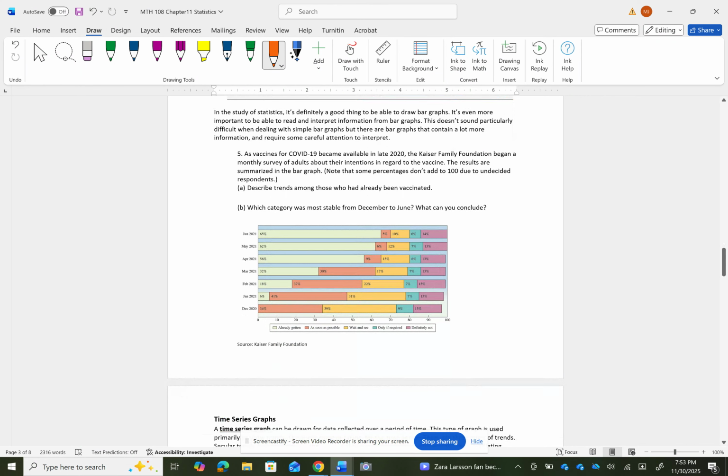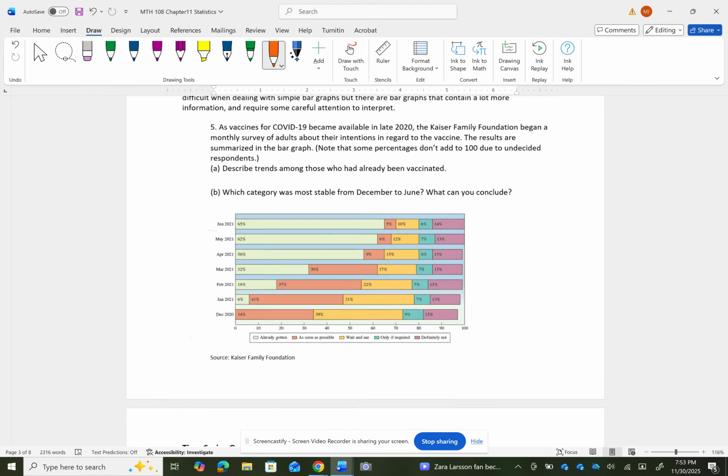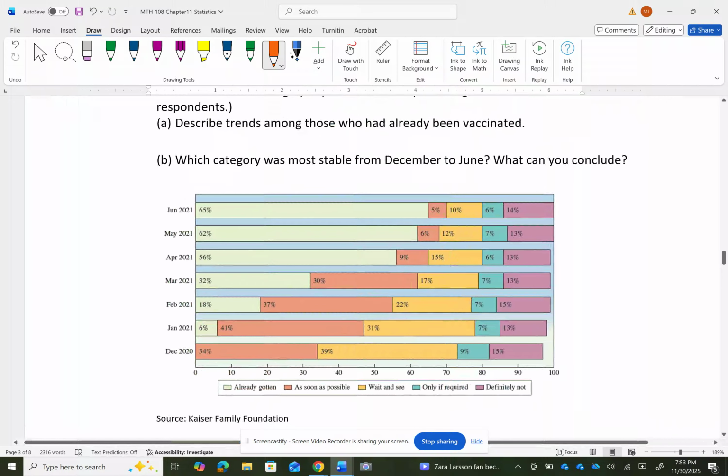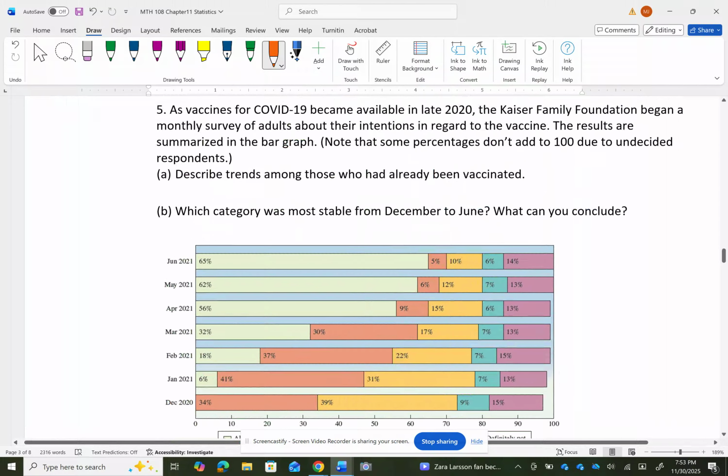we're going to work on trying to just interpret some graphs that have already been drawn for us, because these are pretty complicated graphs. A lot of times people think bar graphs are just a piece of cake to interpret, but if you look at some of the more complicated styles, this one includes a lot of information. So what we have here is a survey that Kaiser Family Foundation did about their intentions with regard to the COVID-19 vaccine. And then these were summarized, okay?